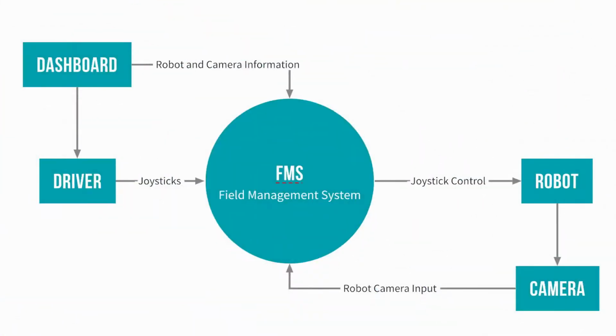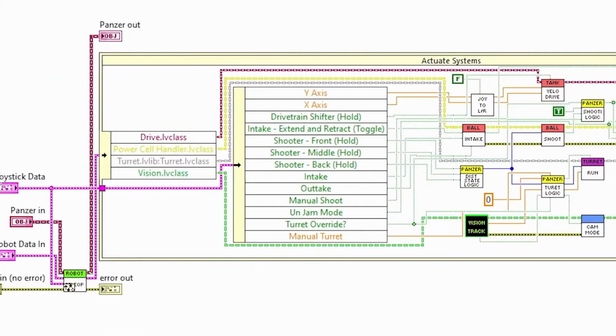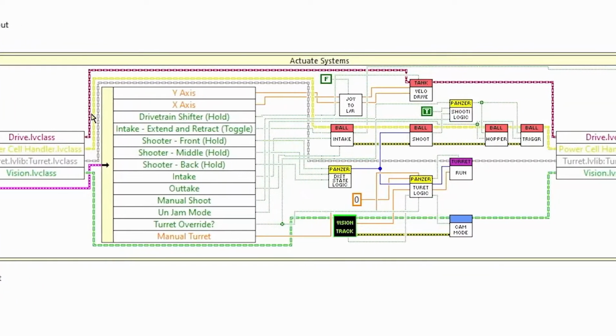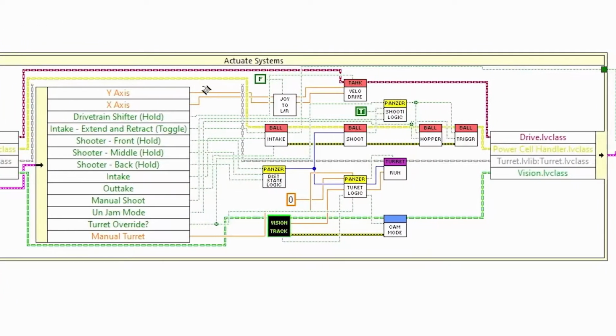At competition, the Field Management System, or FMS, controls the flow of information between the drivers and the robots. The primary control loop is called teleop, where the FMS provides a data packet from the drivers to the robot. This is how our teleop looks. We combined our teleop code in the robot class to make it smaller and easier to understand.